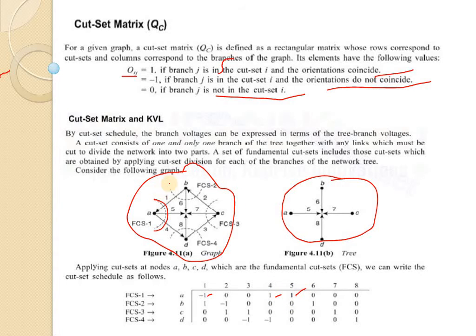Similarly, if we see the cut set at point B, it is connected with 1, 6 and 2. Here the direction of 2 is entering and the directions of 1 and 6 are leaving. So 1 and 6 will be positive and 2 will be negative. In that way, we will form this cut set matrix like this one.